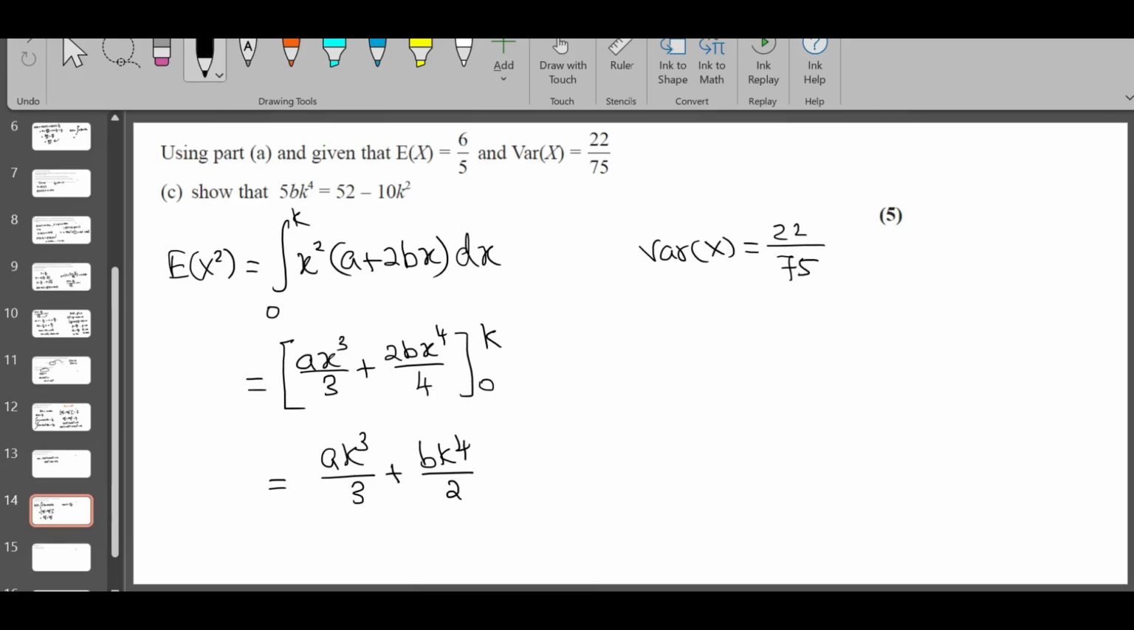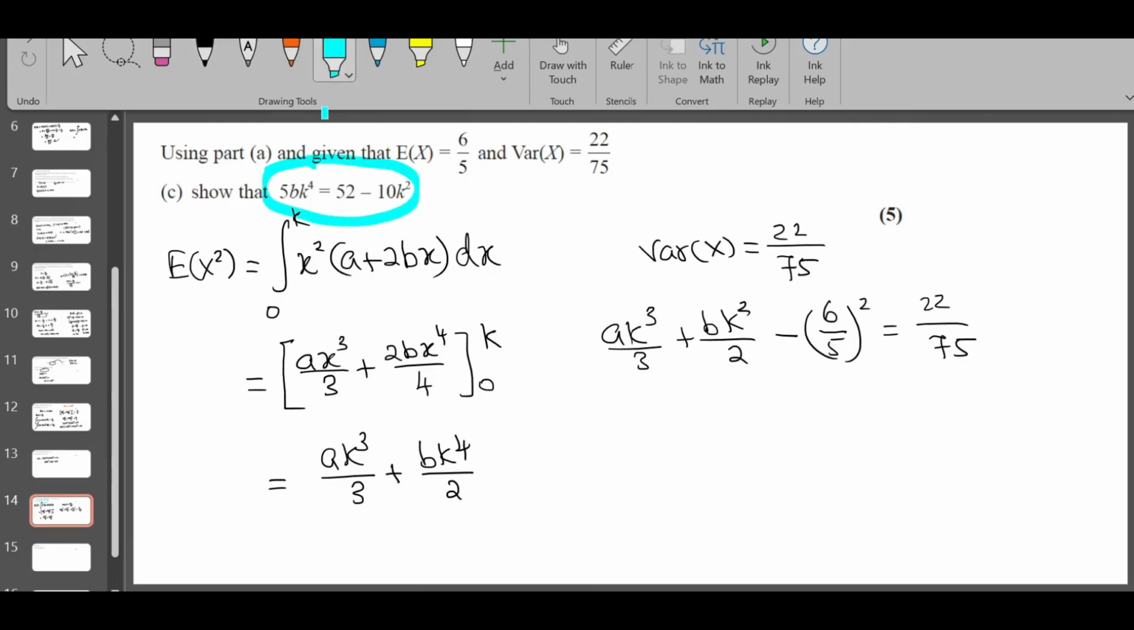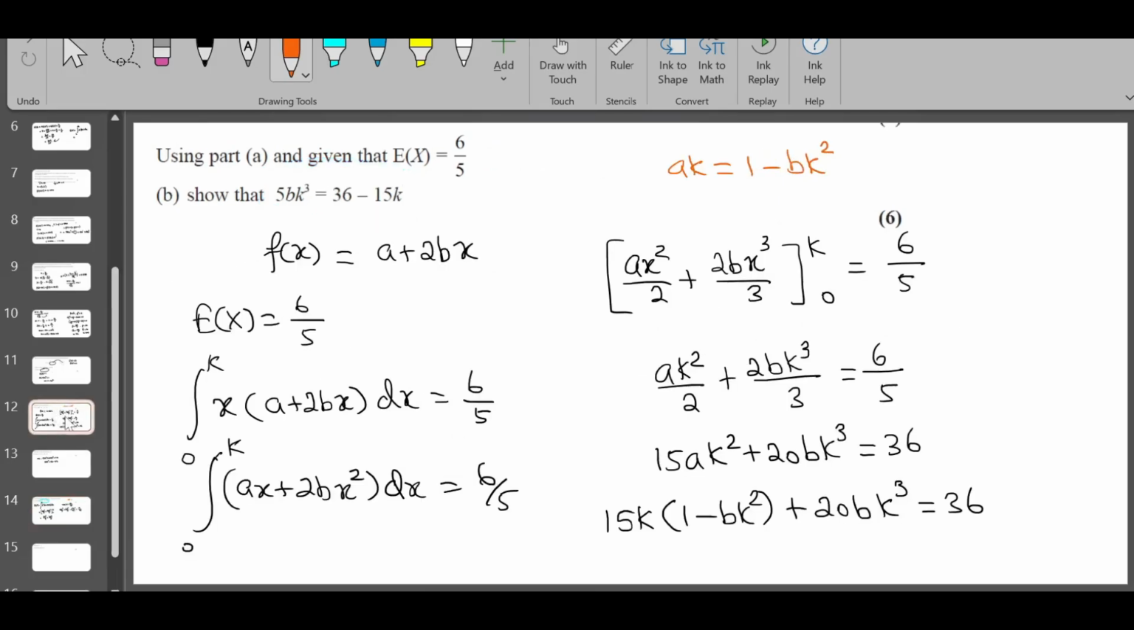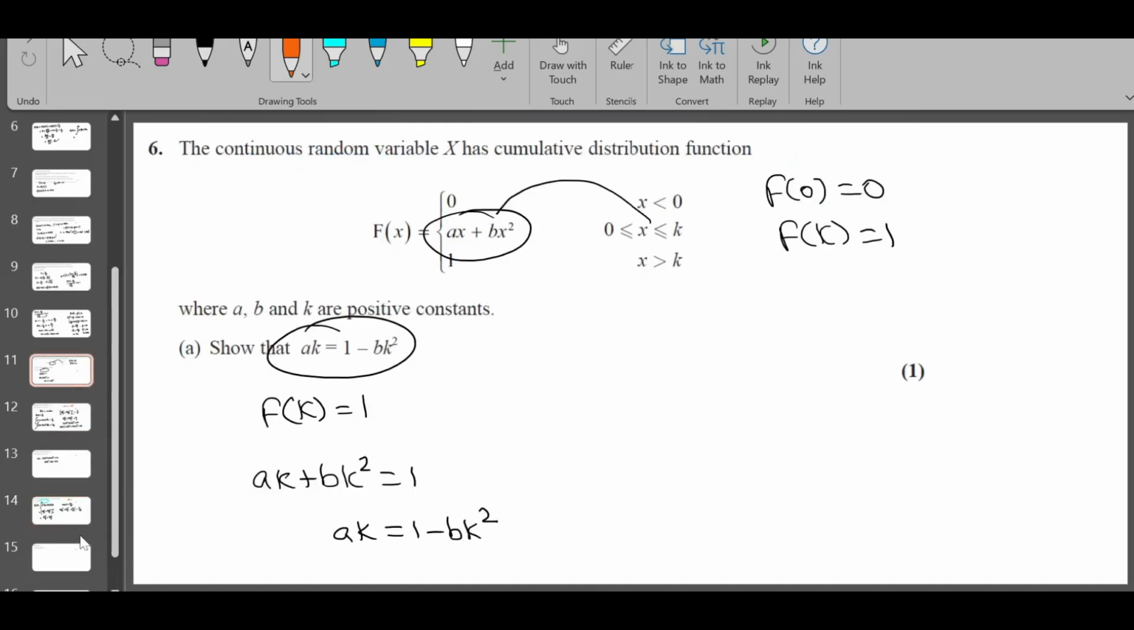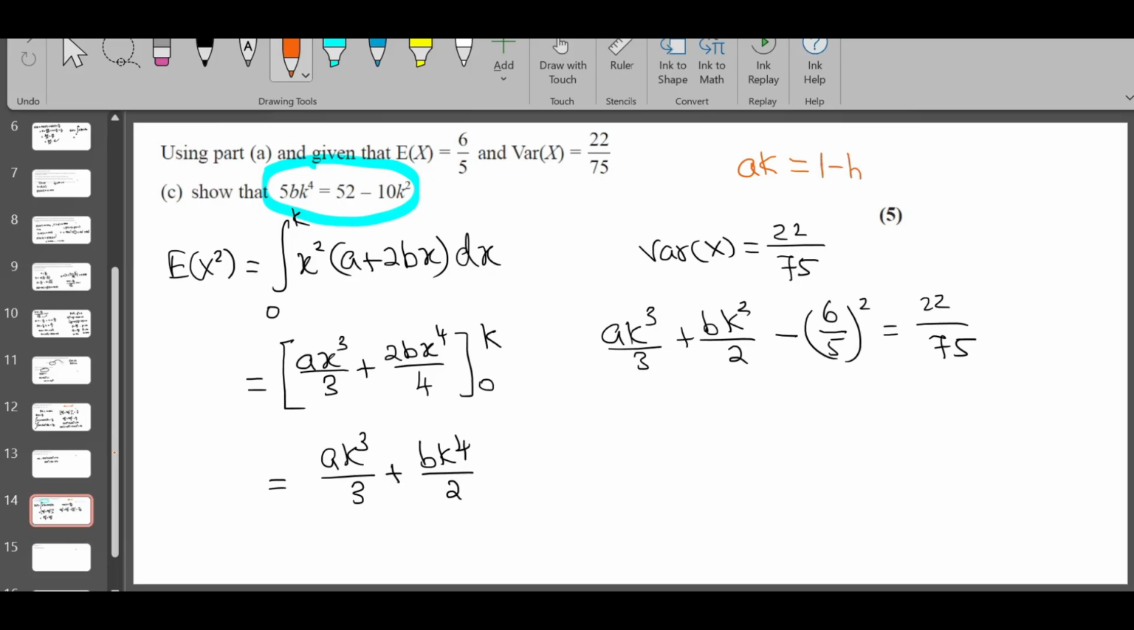I can write variance of x as E of x squared, which is this, minus E of x whole squared, is 22 over 75. Again, they want us to frame an equation without a, in terms of b and k. So if we have a, we need to use this one. ak is from part a. ak is 1 minus bk square. You need to replace ak by 1 minus bk square and simplify.